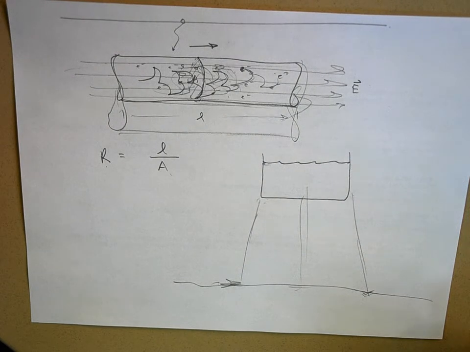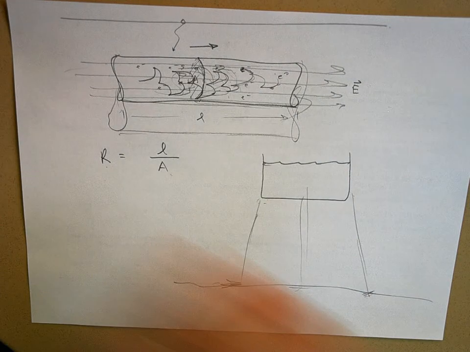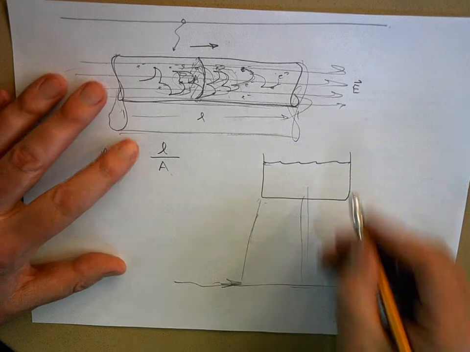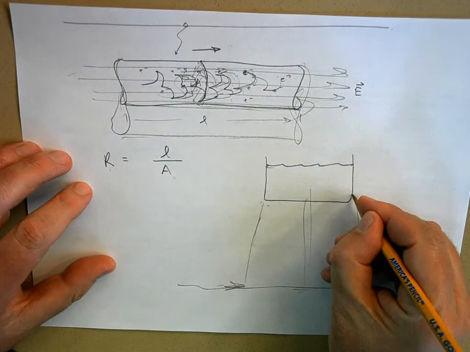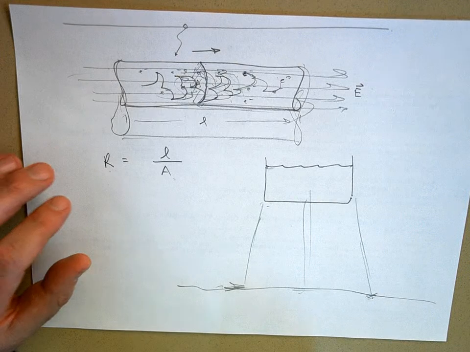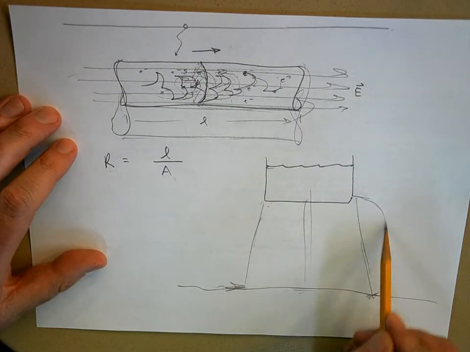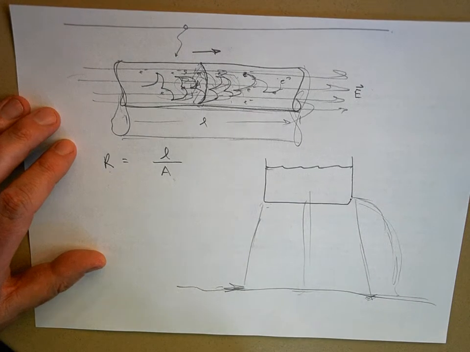Now, what if I cut a little tiny, what if I made a little tiny hole in here? And that little hole has a little tiny area to it. Do you see that you get a little stream of water coming out, right? Leaking out of that water tower to the ground? Yes? Right?